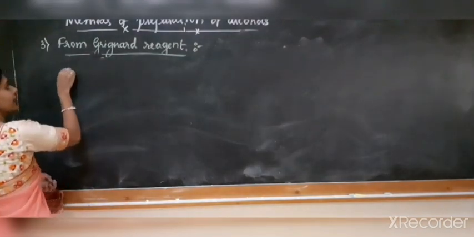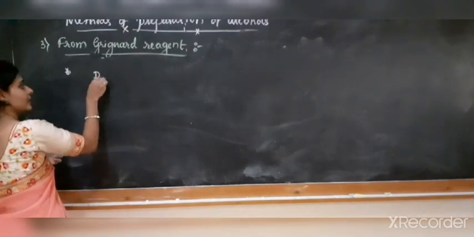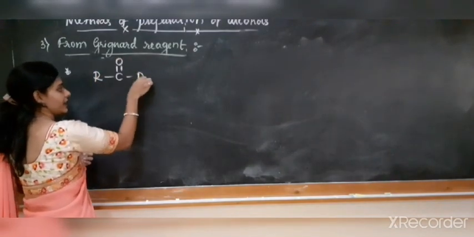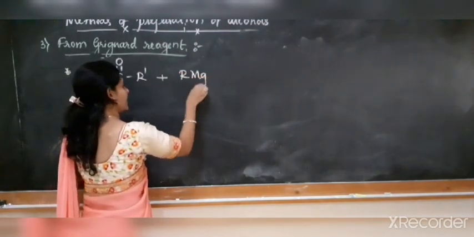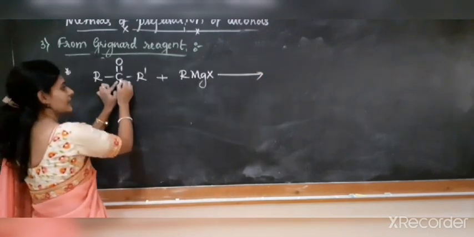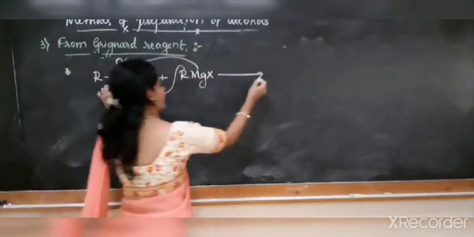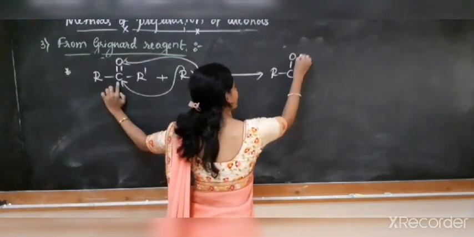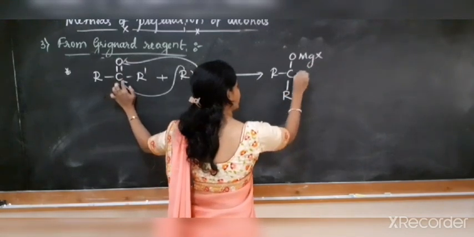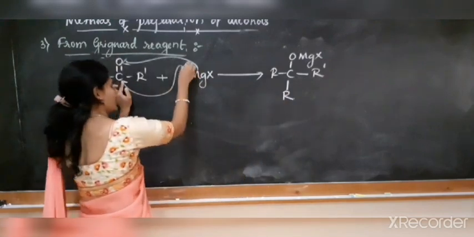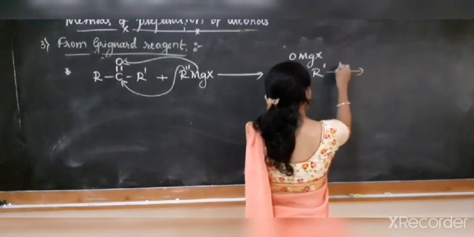The last example with the Grignard reagent is what happens when it is treated with a ketone. The ketone is represented as RCOR'. It may be the same or different. When it is treated with alkyl magnesium halide, what happens? The same thing you can write. R attacks and MgX goes here. So the alkyl group attacks this carbonyl carbon, and you can write here R'. It may be the same or different. You can take different. Now, hydrolysis.